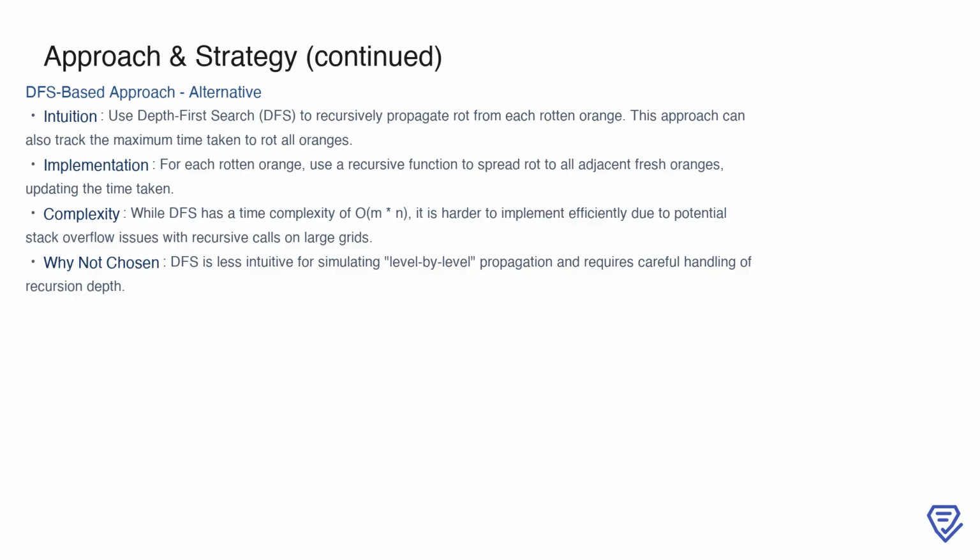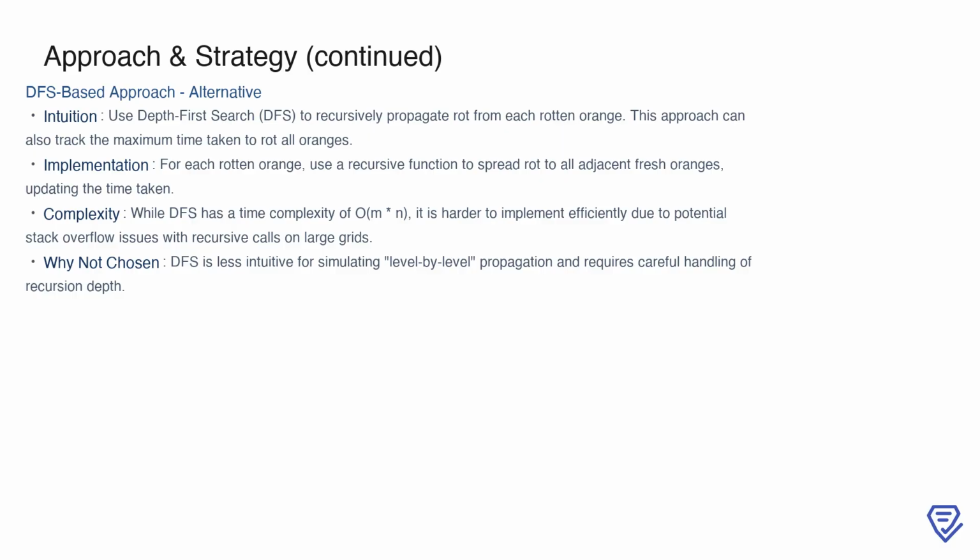Another alternative we explored was a depth-first search, or DFS-based approach. With DFS, the idea is to use recursive calls to propagate the rot from each rotten orange to its neighboring fresh oranges. This approach can also track the maximum time taken for the rot to spread throughout the grid. The implementation involves writing a recursive function that spreads the rot to adjacent cells and updates the time taken accordingly.